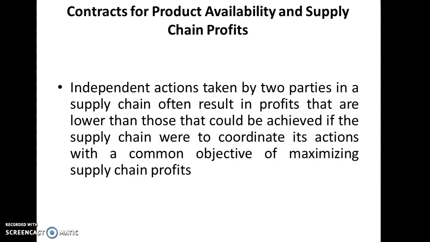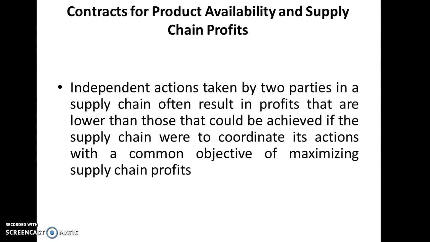Contracts for product availability and supply chain profits. Independent actions taken by two parties in a supply chain often result in profits that are lower than those that could be achieved if the supply chain were to coordinate its actions with a common objective of maximizing supply chain profits. Let us see what is the meaning of this statement.